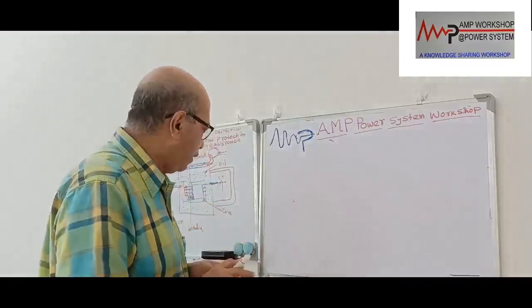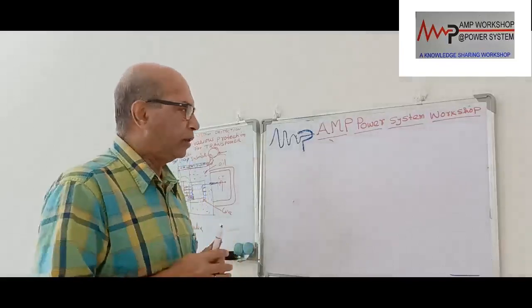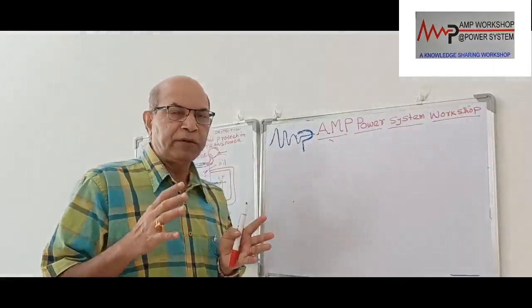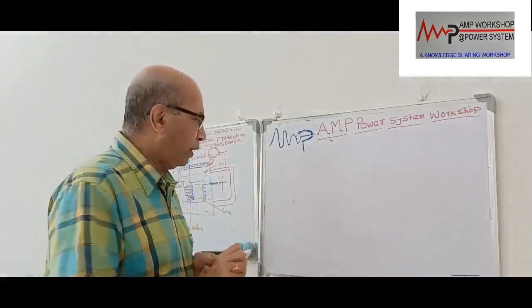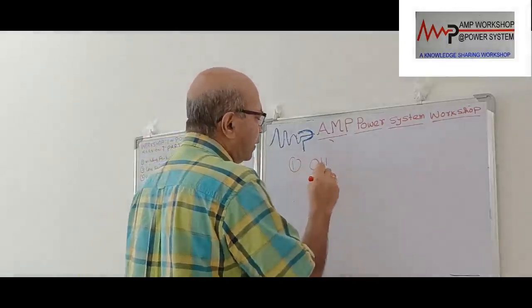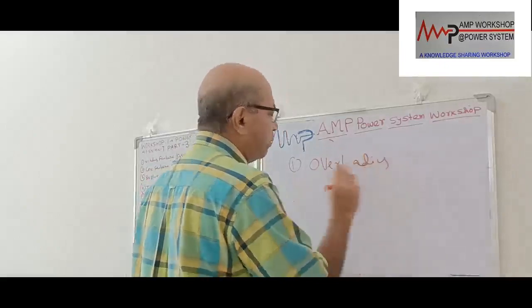Now with all these failures, what will be the ultimate effect on the transformer, that we will discuss. If we look into all the failures, we can classify transformer failure under 5 categories. One is overloading. Due to overloading, the transformer can fail.